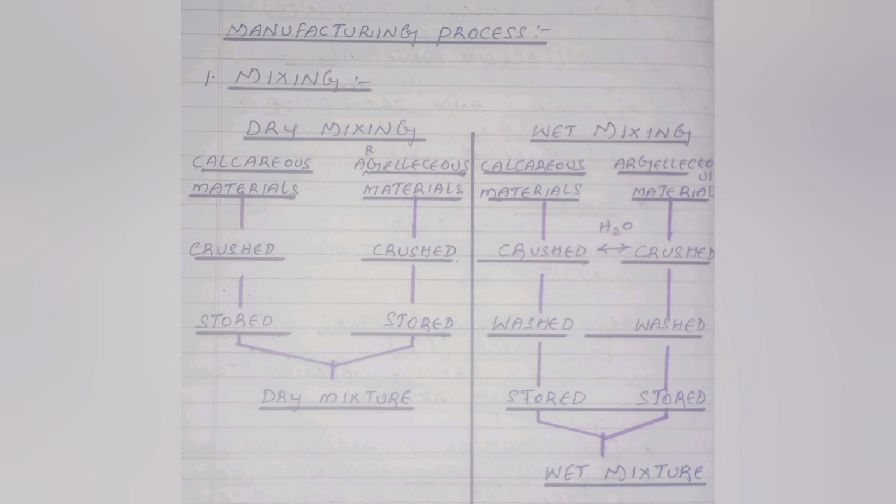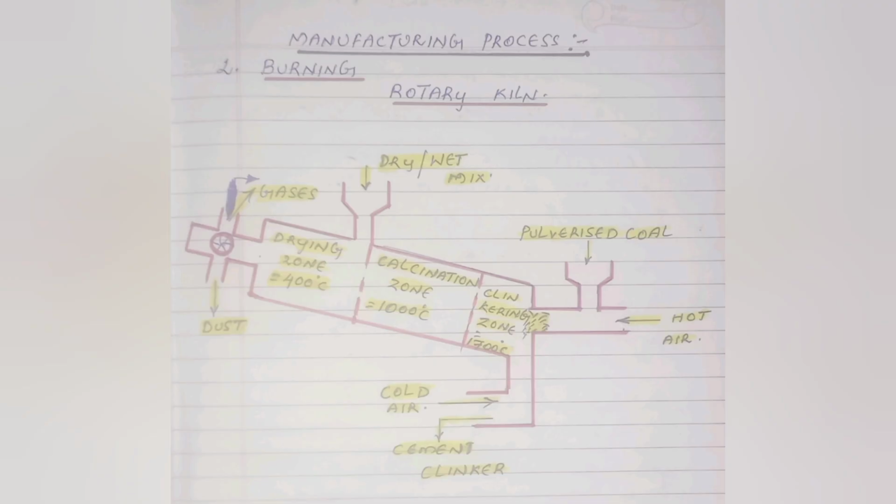Wet mixing. Calcareous materials, argillaceous materials. Materials are crushed and water is added. Materials become slurry. Materials are washed and then stored. Materials become wet mixture.